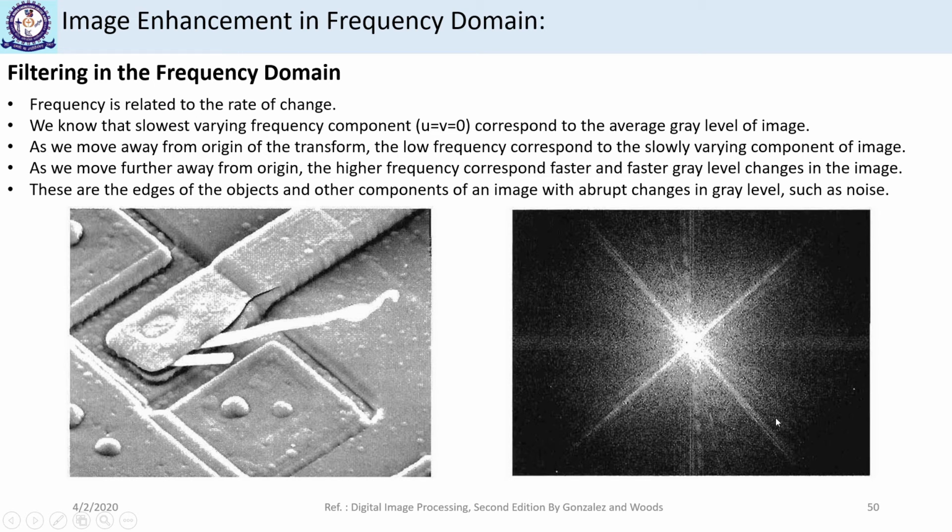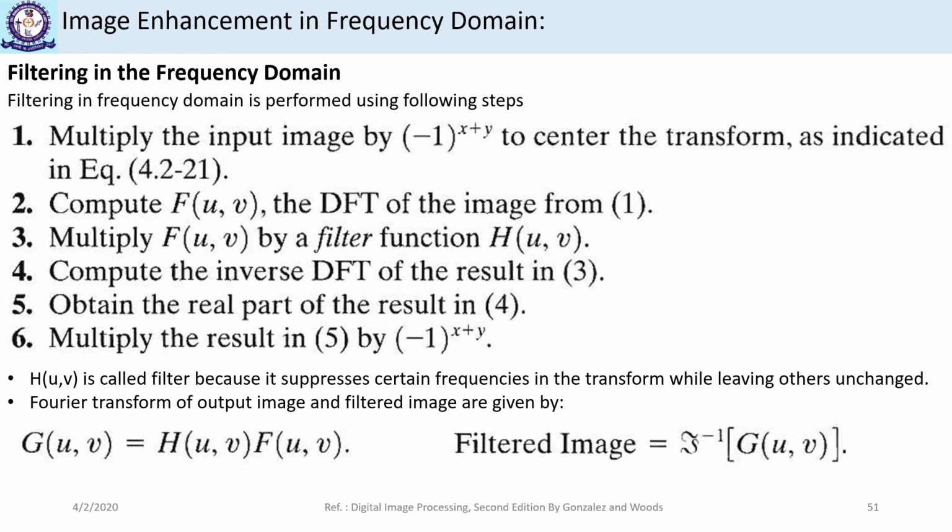And we know the higher frequency coefficients represent the edges in the image. So this is how we convert the spatial domain image into the frequency domain image. Now how do we perform the filtering? We follow these 6 steps to perform any filtering operation on the image.